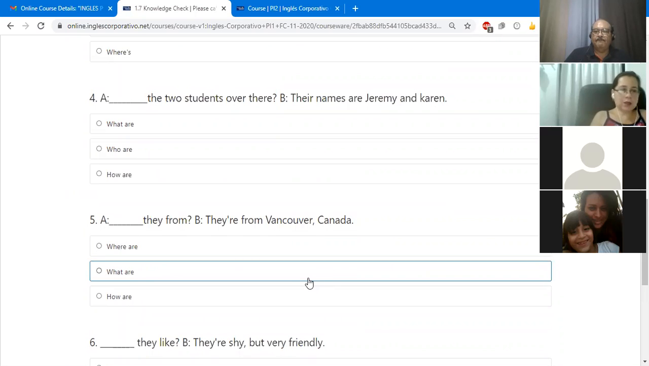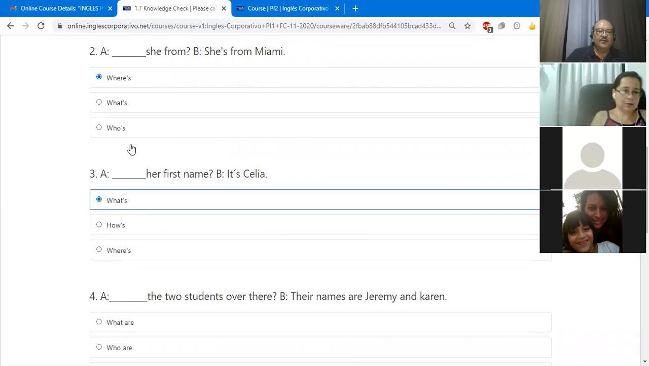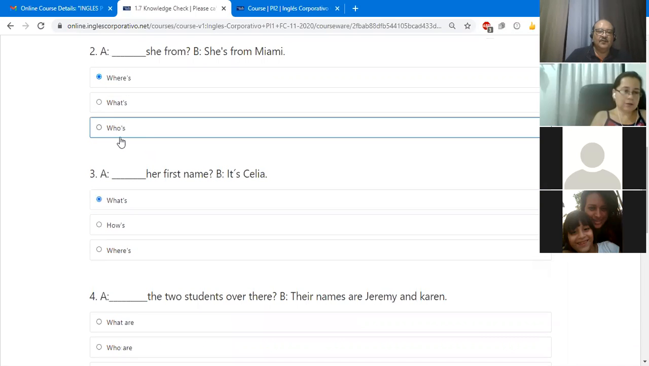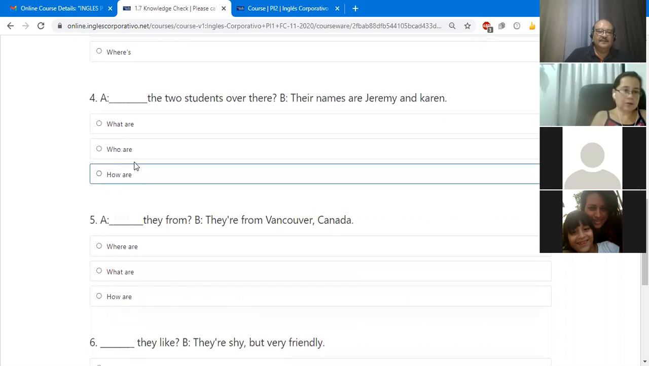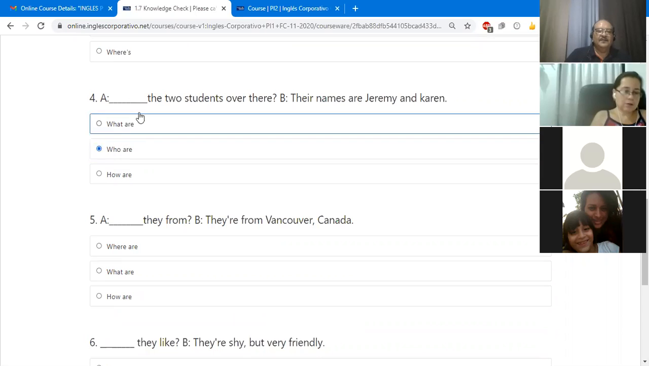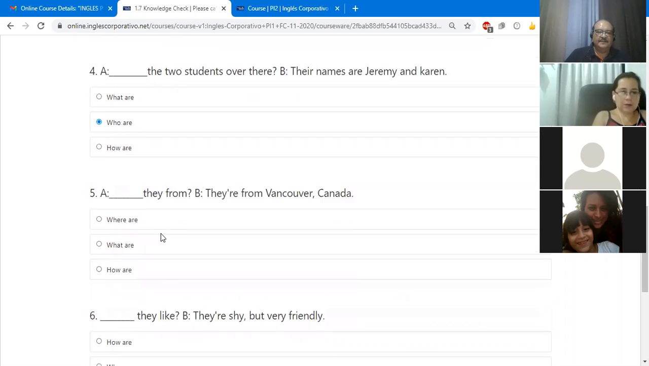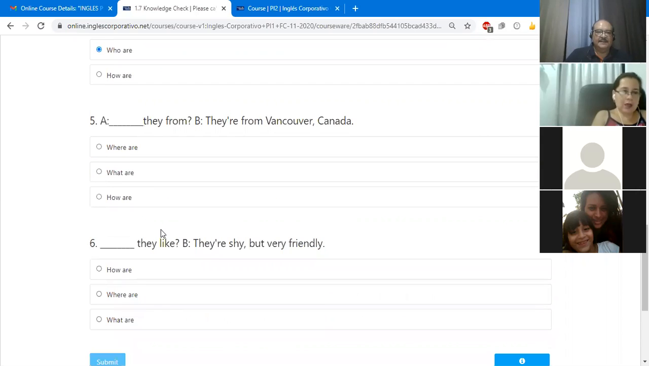Who are? Okay, now it says who. This one is who's because it's singular, who is, and in plural, who are. Who are the two students over there? Their names are Jeremy and Karen. Correct.